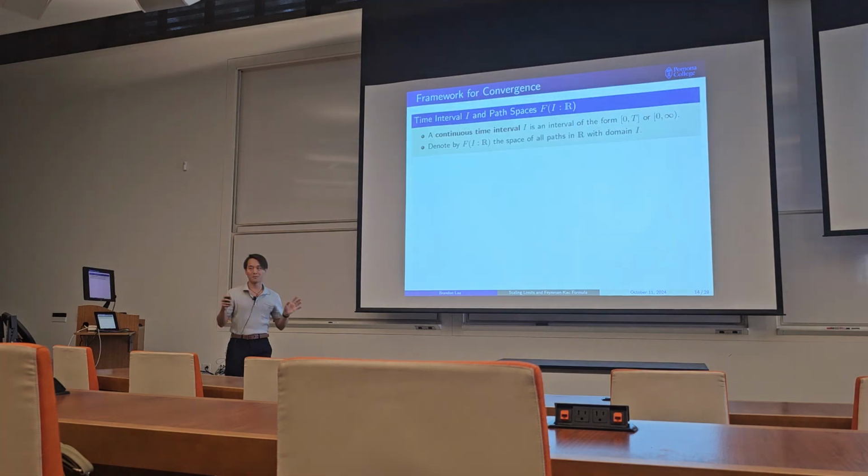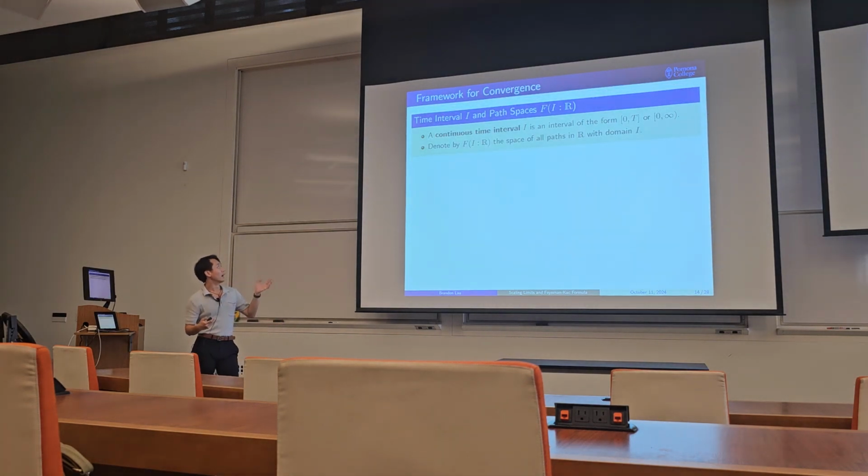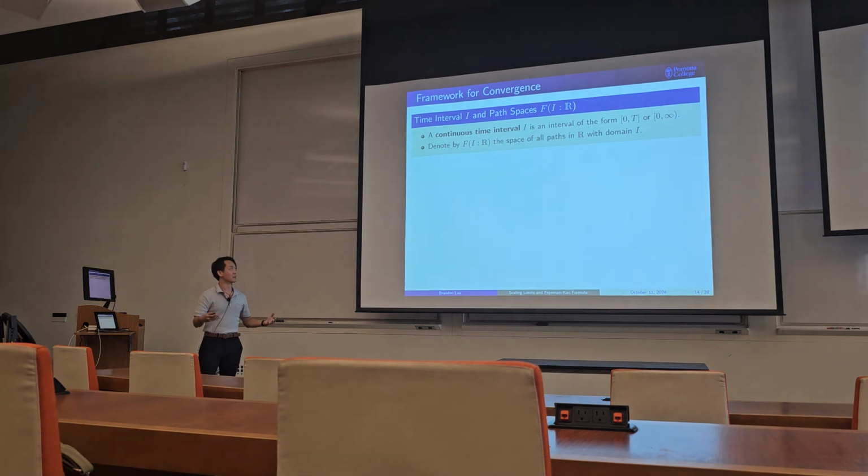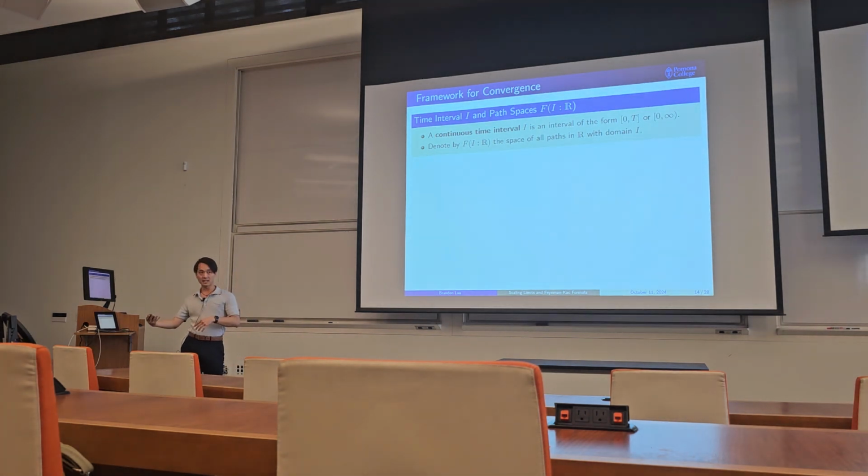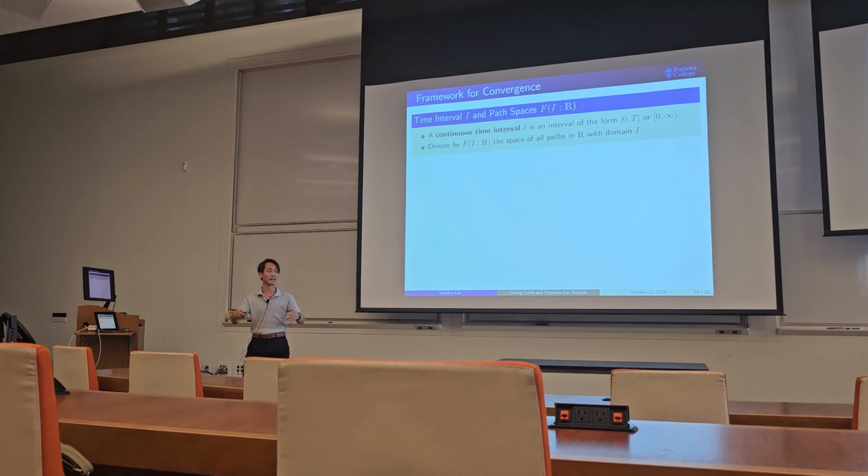To start, we're going to talk about this framework of convergence. We're going to label I to be a continuous time interval of the form from 0 to t or 0 to infinity. And we're going to denote F of I to R as the space of all paths in R with domain in t.